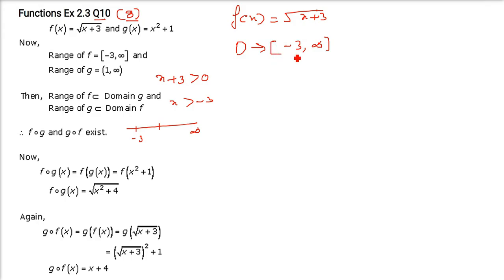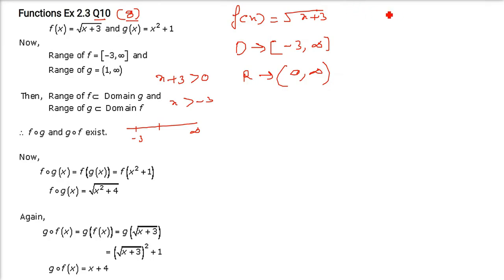And the range will be what? All positive values, because it is square root. Square root will always give you positive values. 0 to infinity you can just write, or you can write R plus also. R plus is all the positive real numbers.